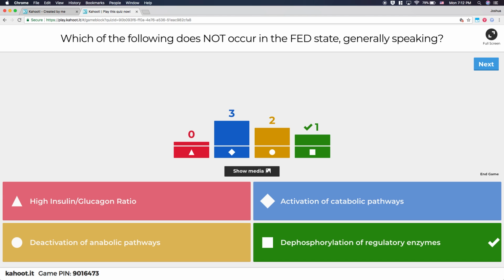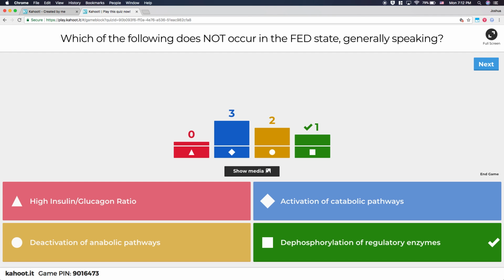We shall continue. So the question was which of the following does not occur in the fed state? So in the fed state, I just had my meal. So what happens when you just ate your meal? High insulin. So insulin secretion. Insulin is secreted by beta cells of the pancreas, correct?